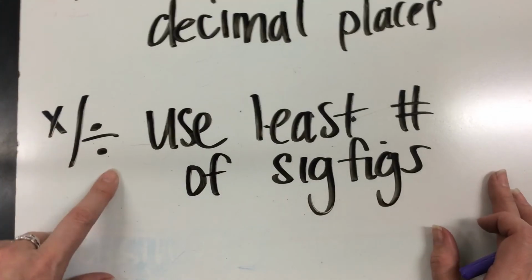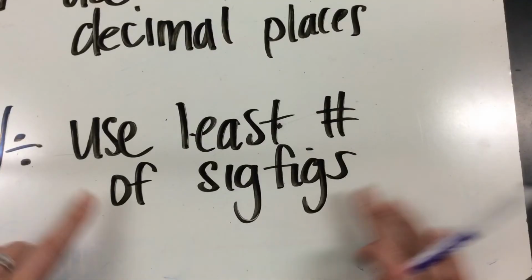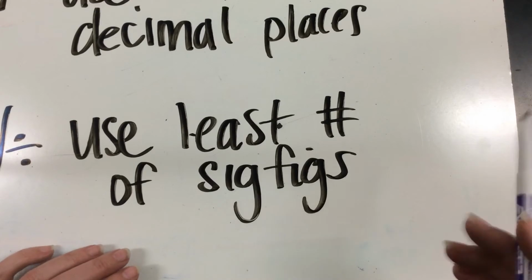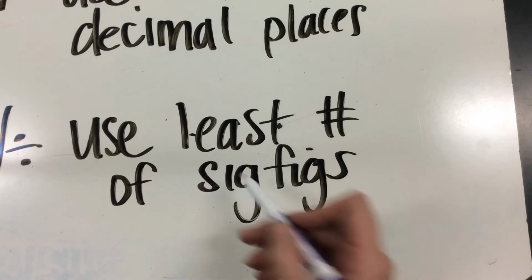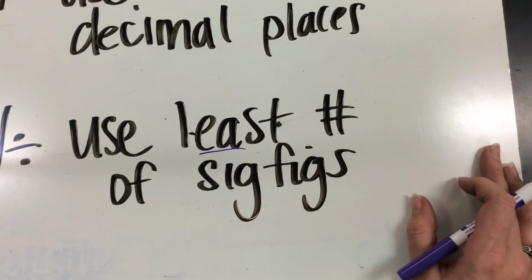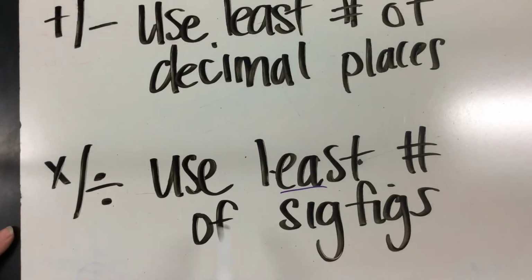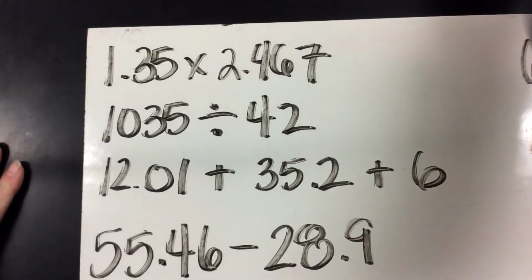Or if you're doing multiplication and division, you're going to look at your input numbers and figure out how many sig figs are in each of the numbers. When you figure that out, you round to the least number of sig figs. So addition and subtraction is decimal places, multiplication and division is sig figs. So let's put that into play here. Again, I've got some sample problems that we're going to do. I'm going to get my calculator.